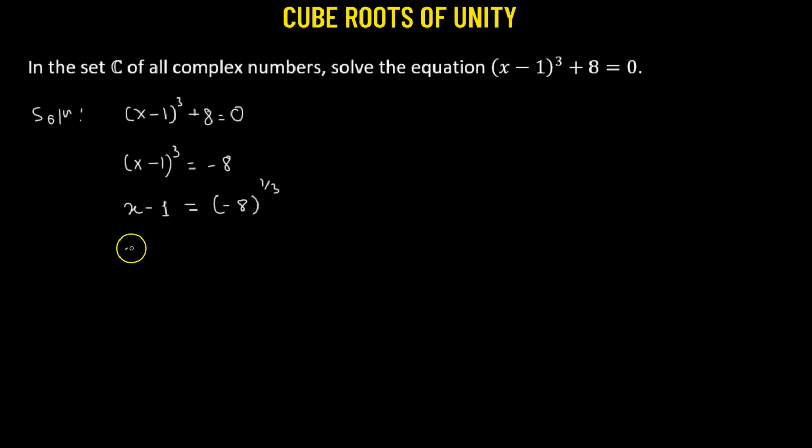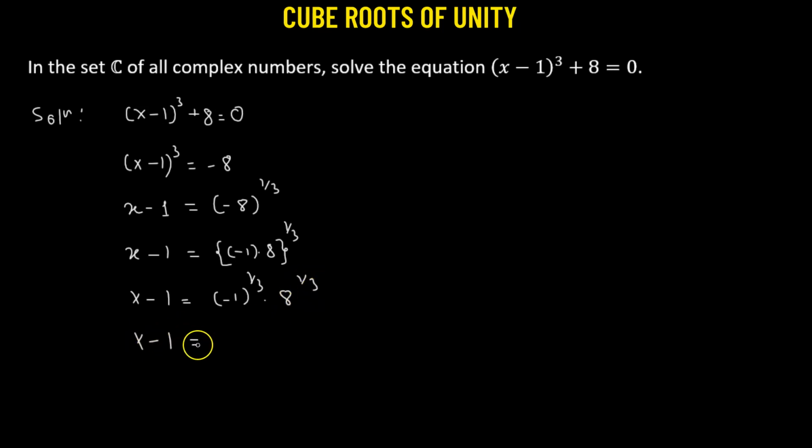So this is the cube root of −8, which will be x − 1 equals to, so we can rewrite −8 as (−1 × 8)^(1/3), which is x − 1 = (−1)^(1/3) × 8^(1/3), which is x − 1 = (−1)^(1/3), and this is simply the cube root of 8, which is 2. So that means we have x = 1 + 2(−1)^(1/3).